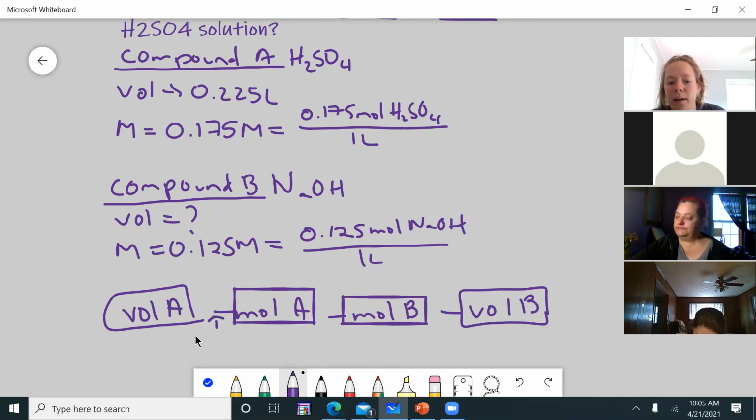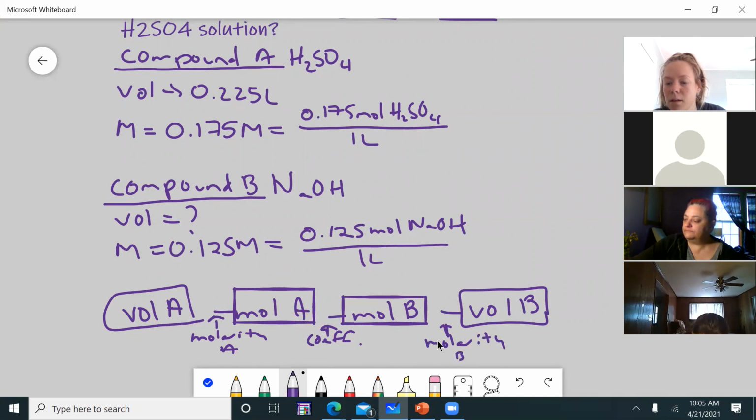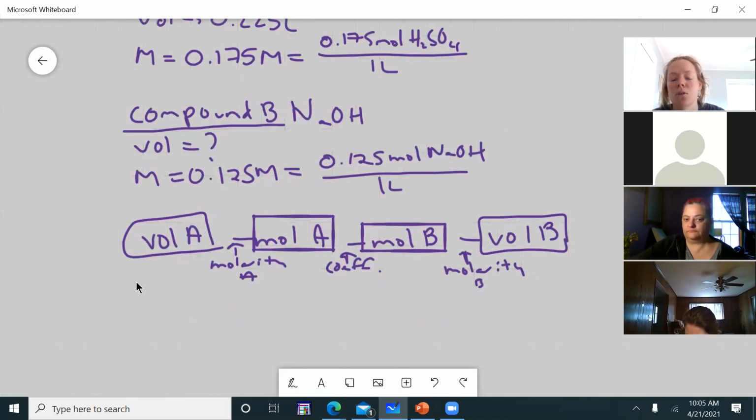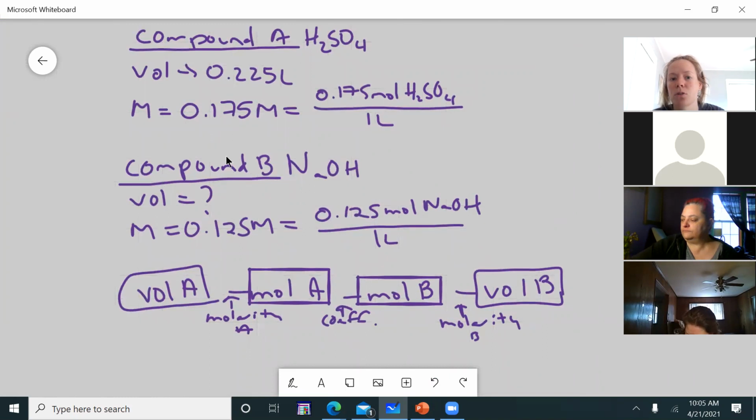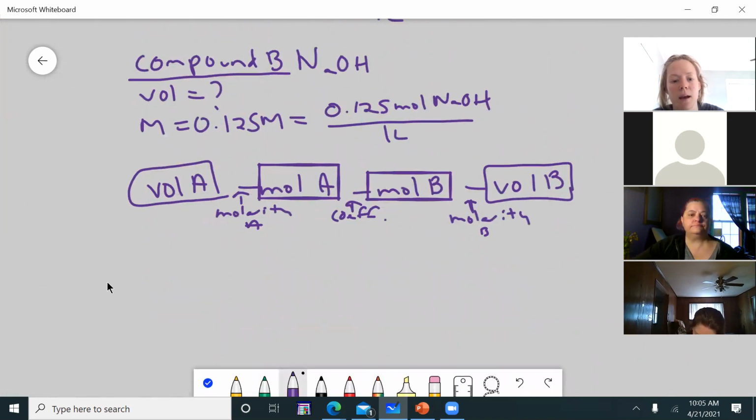Filling in, I need molarity of A for this. I need the coefficients from the balanced equation here, and then I need molarity of B for this. Do I have all these pieces of information? I do, actually. I have everything and it's all laid out. So let's start with the first step, which is just write down what volume A is. So volume of compound A is this 0.225 liters. So I'm going to write that out: 0.225 liters, and I'm going to add H2SO4 because we're talking about A.